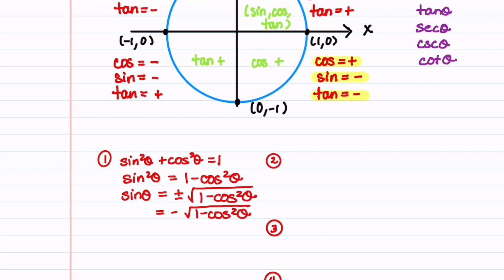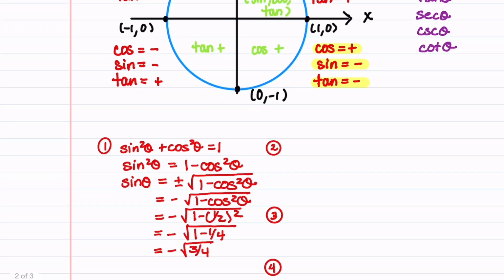Let's now plug in that cosine theta is equal to 1/2. This gives us minus the square root of 1 minus 1/4, which gives us minus the square root of 3/4, which is equal to minus root 3 divided by 2.